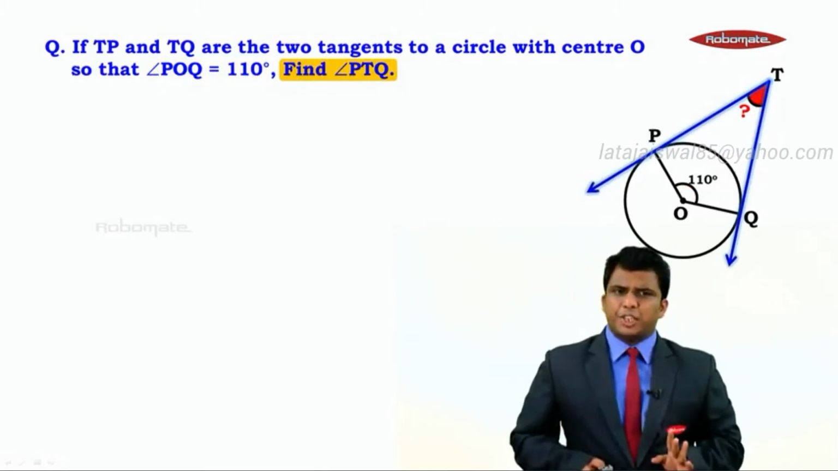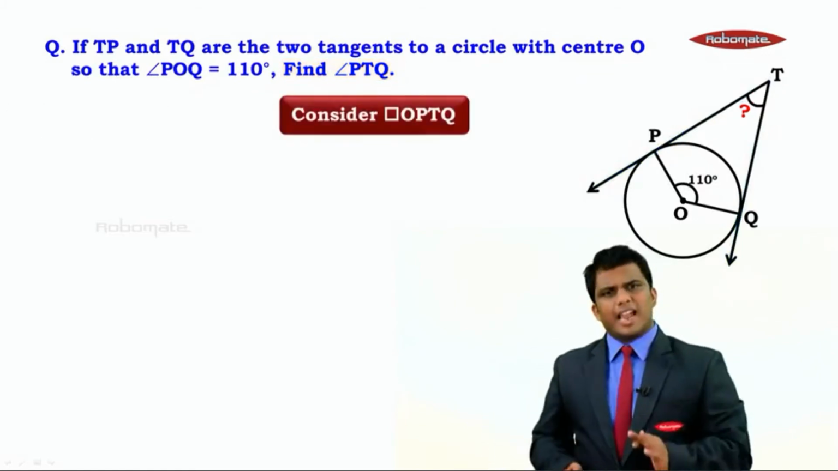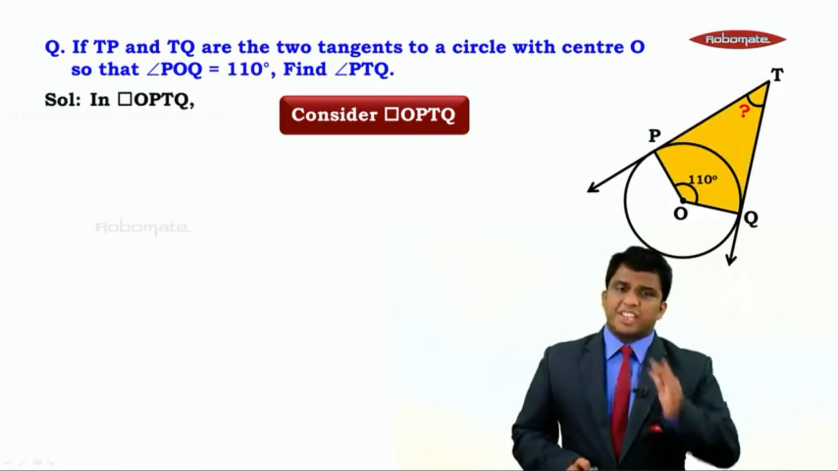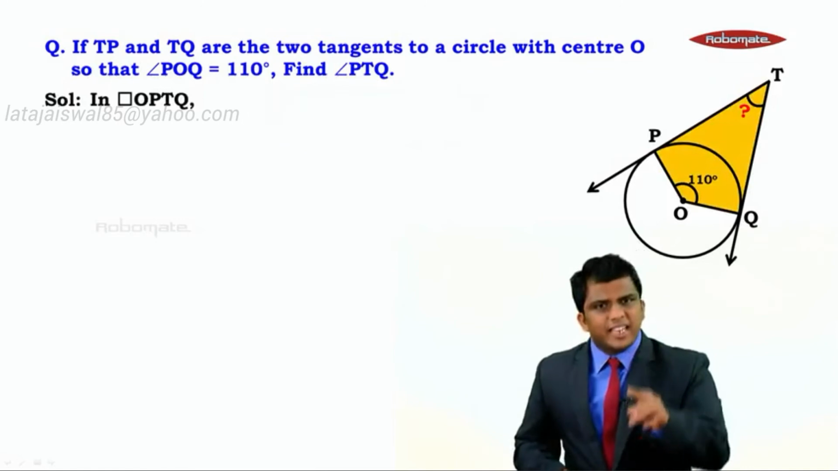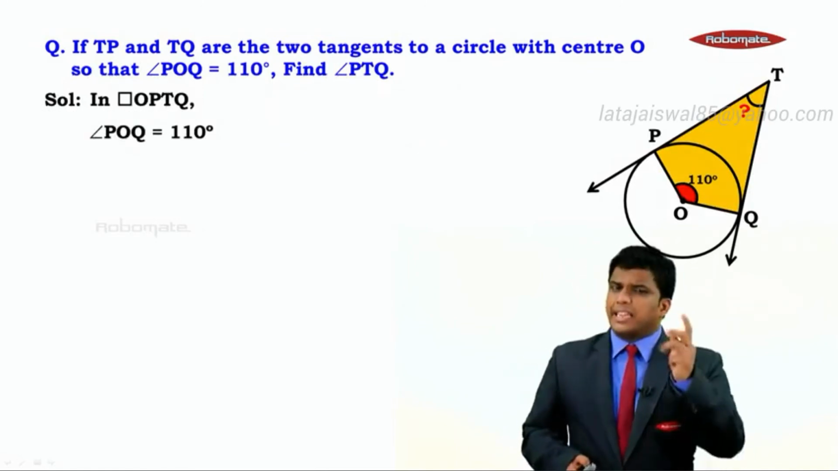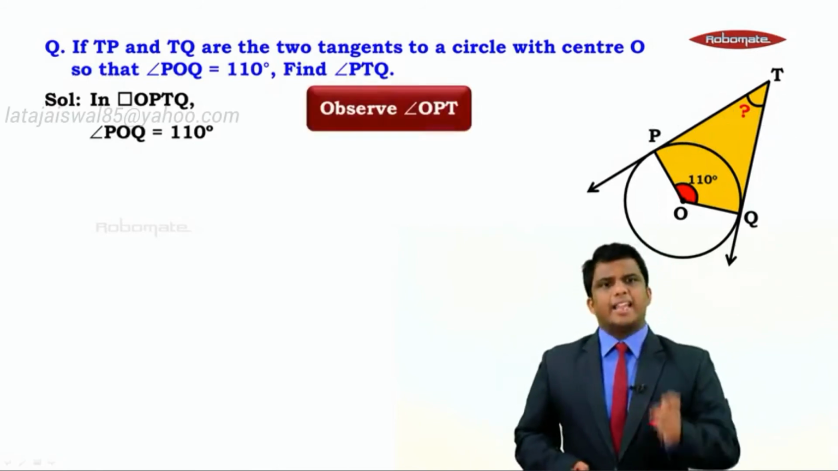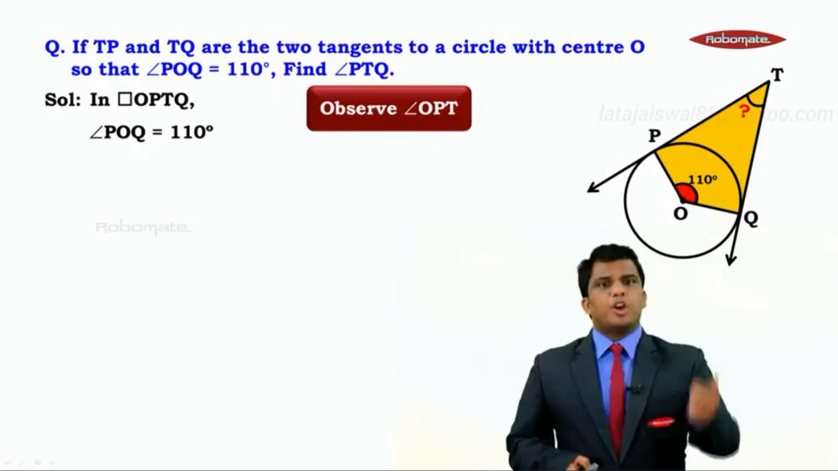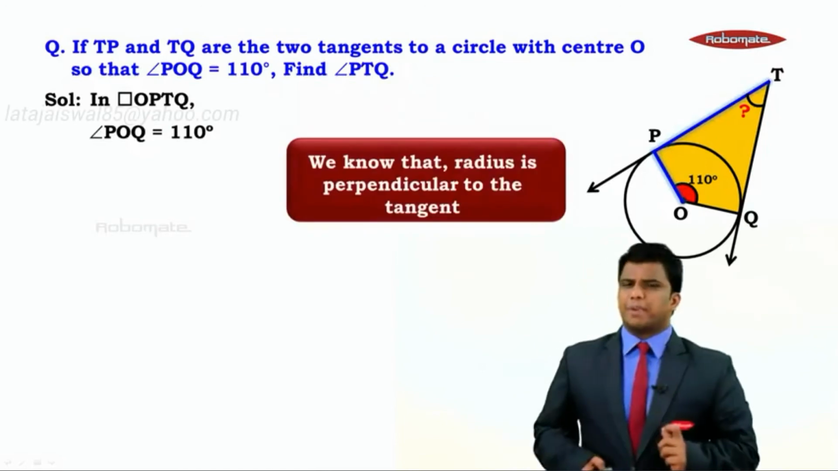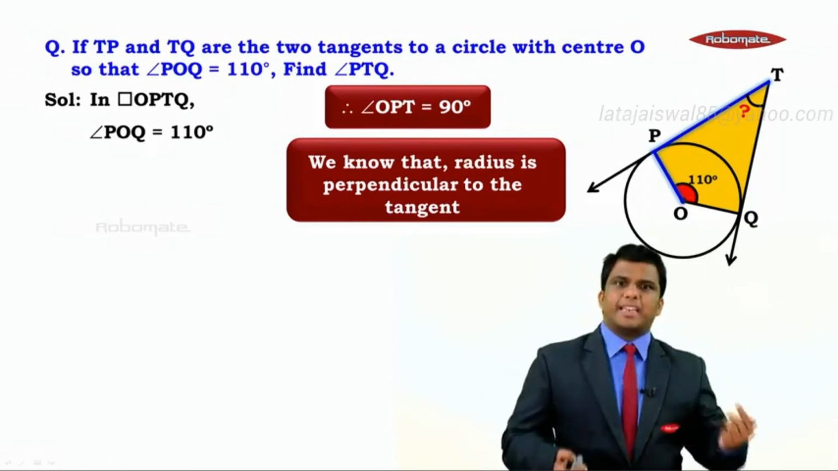But if you look at angle PTQ, it definitely belongs to a quadrilateral. Let's consider the quadrilateral OPTQ. Now in this quadrilateral, let's jot down the points which are given to us. Firstly, it's given that angle POQ is 110 degree. So this is given. Further, the remaining three angles, out of which one we need to find. What about the remaining two? Let's look at angle OPT. Now we know for a circle and a tangent, we have a property which says radius is perpendicular to the tangent. So what should be angle OPT? It should be 90 degree.